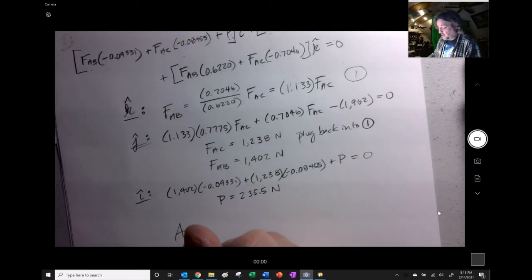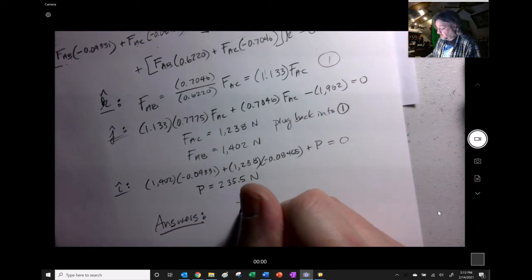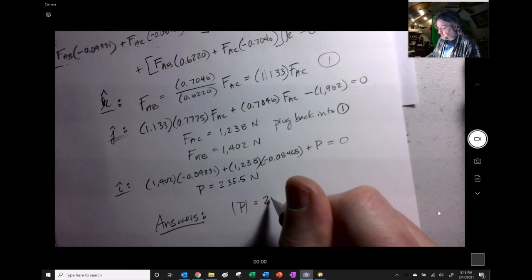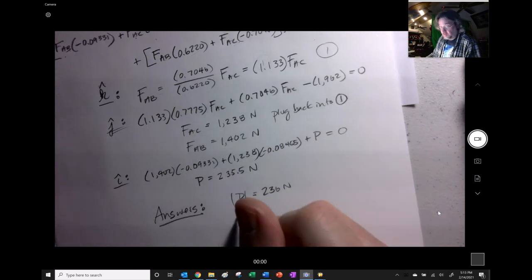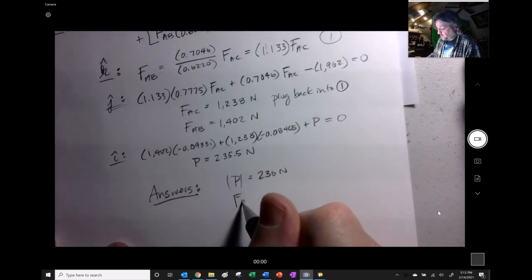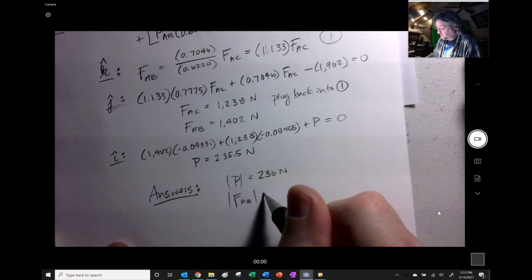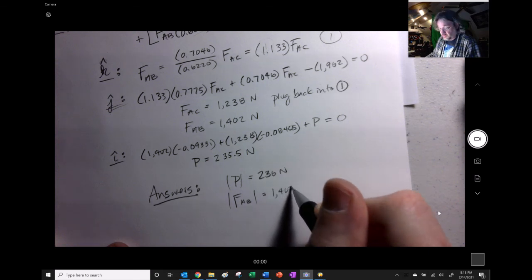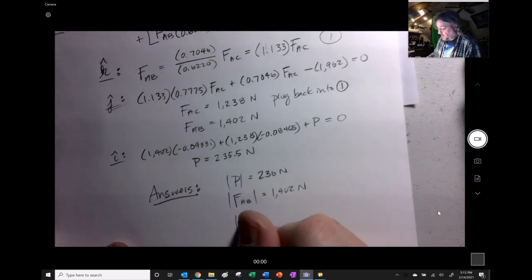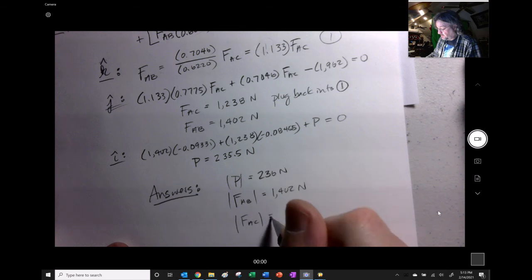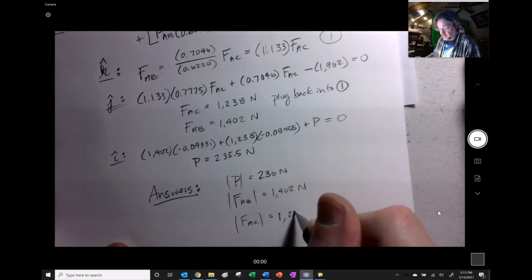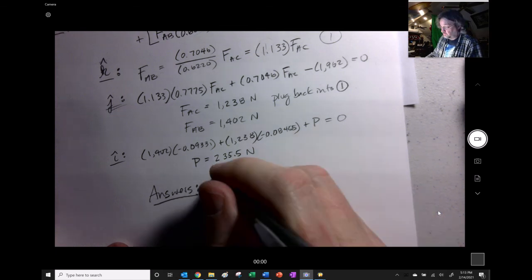So the answers are: magnitude of this, 236 newtons; magnitude of this right here, 1,402 newtons; and then the magnitude of AC is 1,238 newtons.